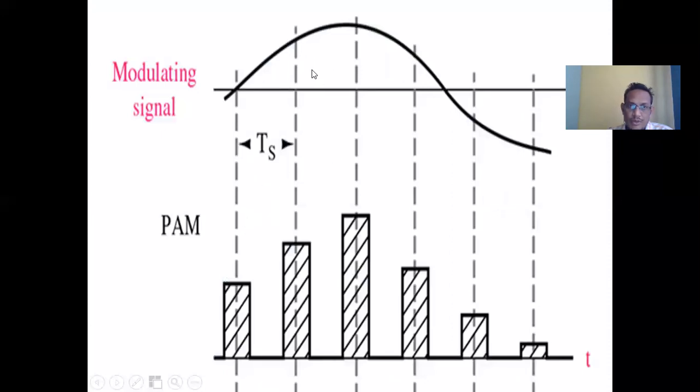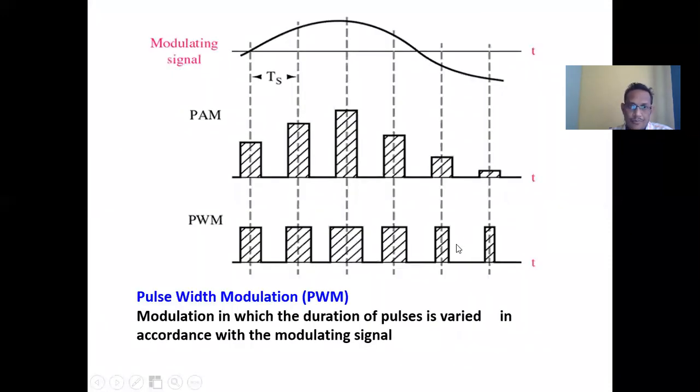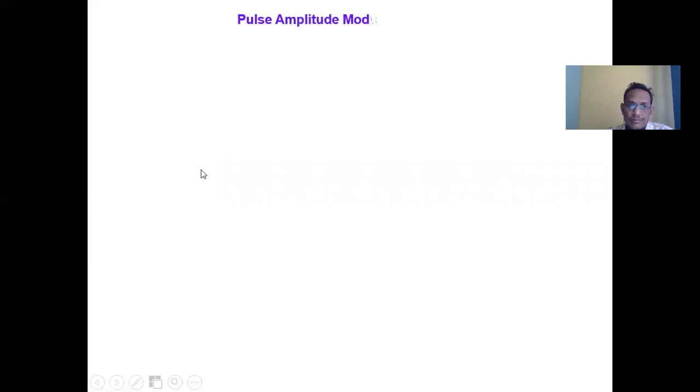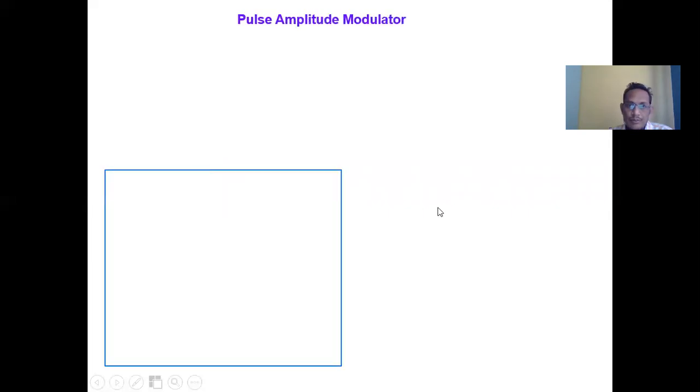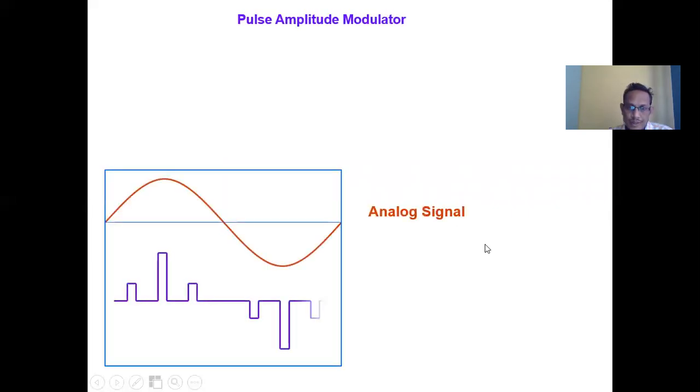Same thing, pulse amplitude modulation, another example, m of t, and this is nothing but a pulse amplitude modulation. This is called the pulse width modulation. So modulation in which the duration of pulse is varied in accordance with the modulating signal, as per the definition. So pulse amplitude modulation, analog signal, pulse amplitude modulation.